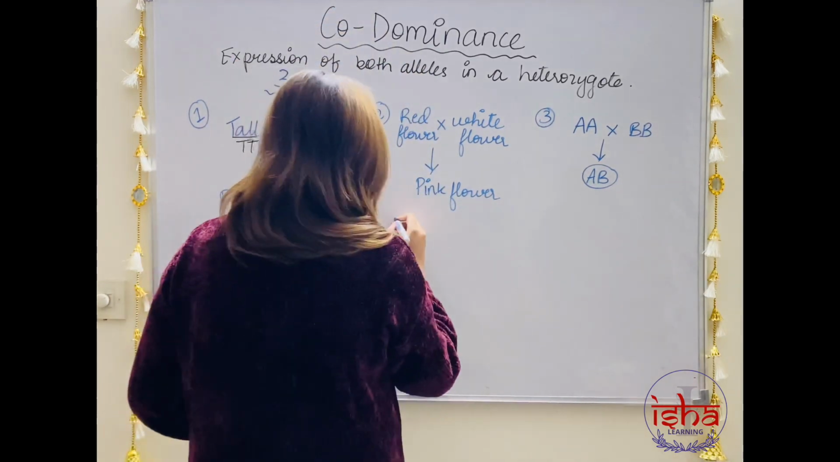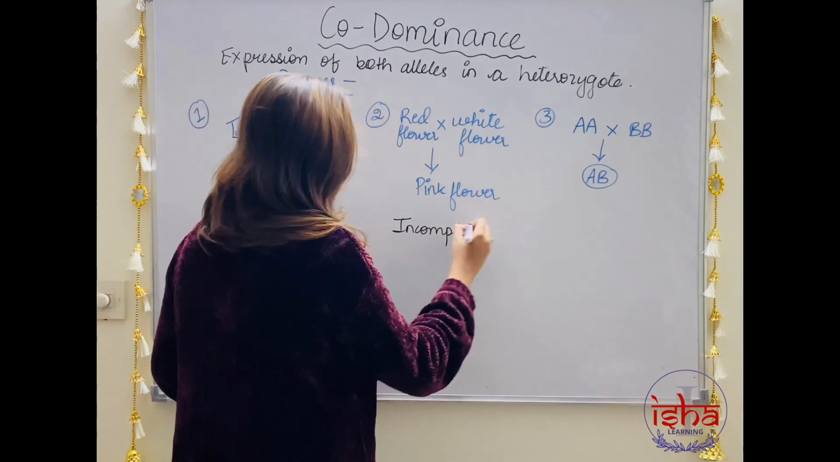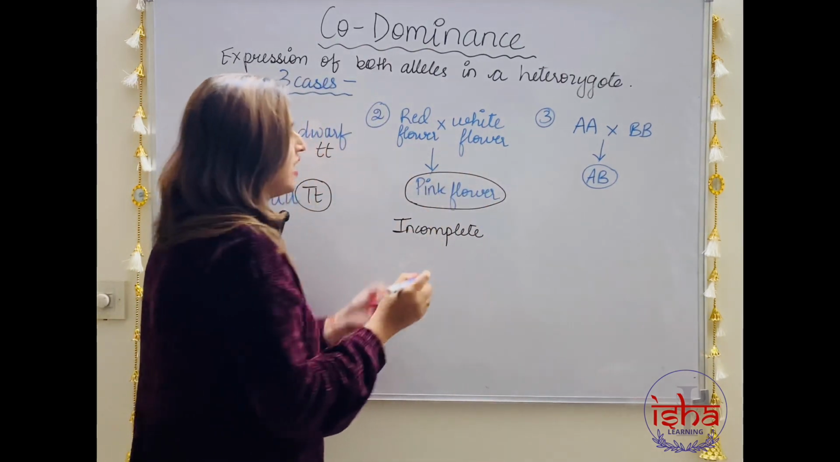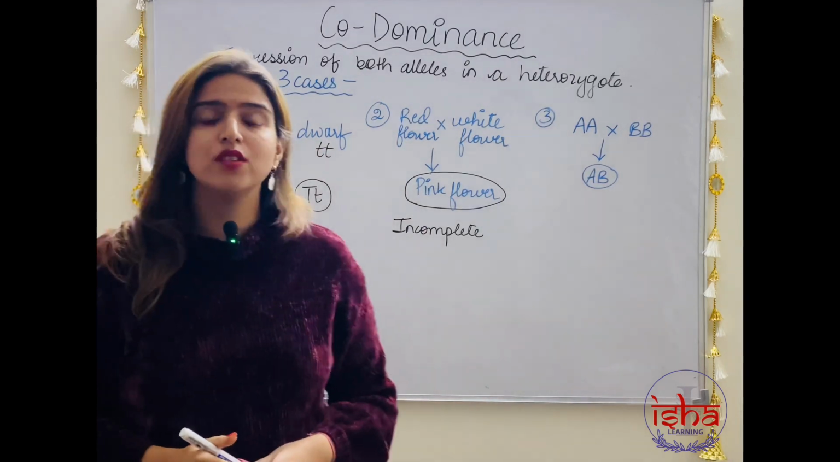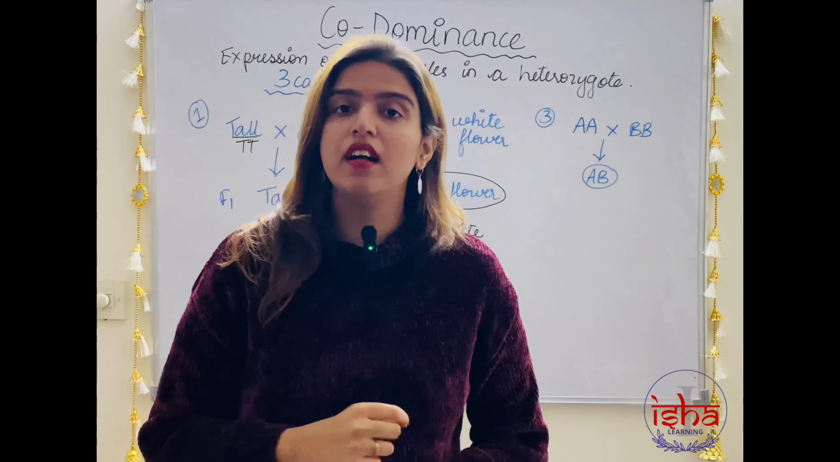Case 2, we have looked at incomplete dominance. What happens in incomplete dominance is that both the gene products are formed, but an intermediate phenotype results. Like a red flower and a white flower is going to produce a blended phenotype, that is a pink colored flower.